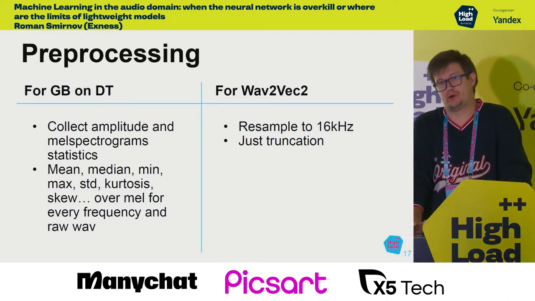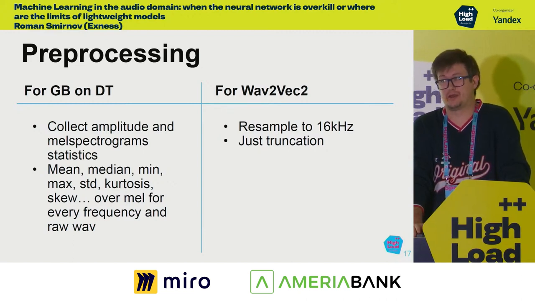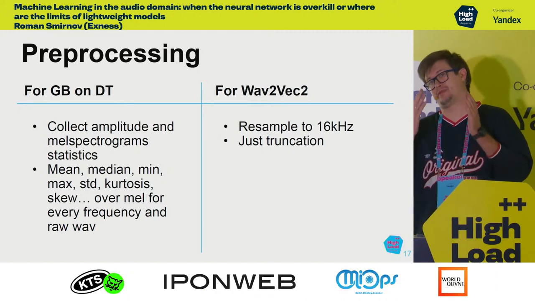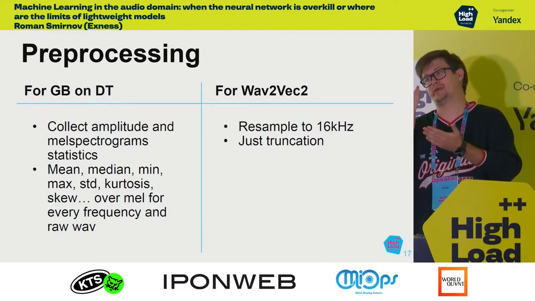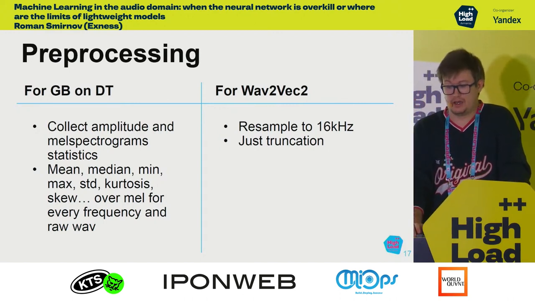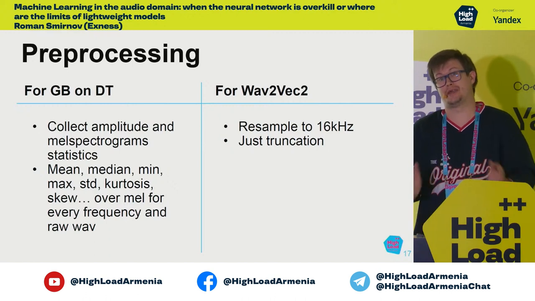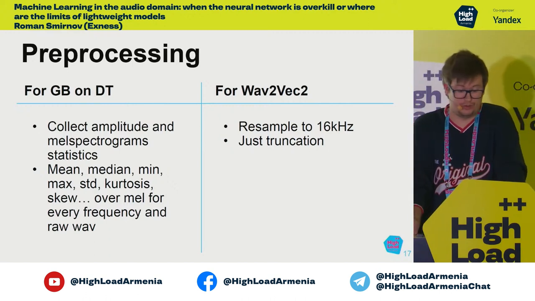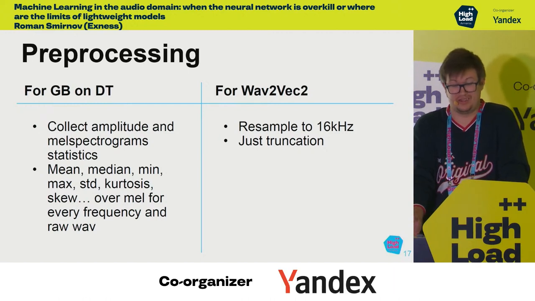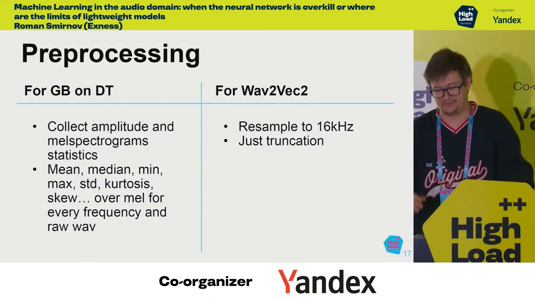Change the sample rate of our audio. Usually audio files have a sampling rate of more than 40,000 hertz, and we resample it to 16,000 hertz. What does it mean? The sampling rate is how many audio measurements we have in 1 second of audio. And for the Wav2Vec model, we use truncation to make long audios shorter. Why do we do it? Basically, it's because this model is huge and we want less data to train it.